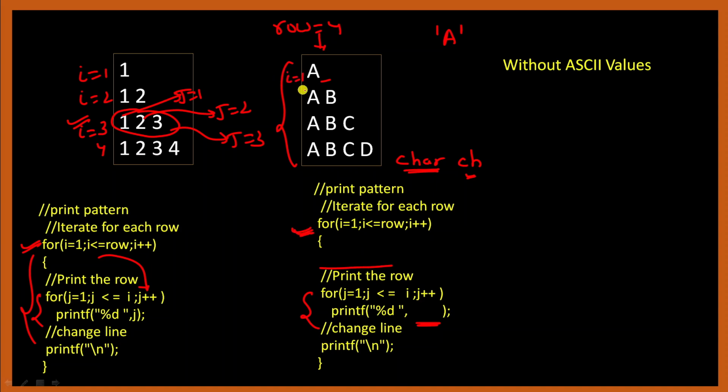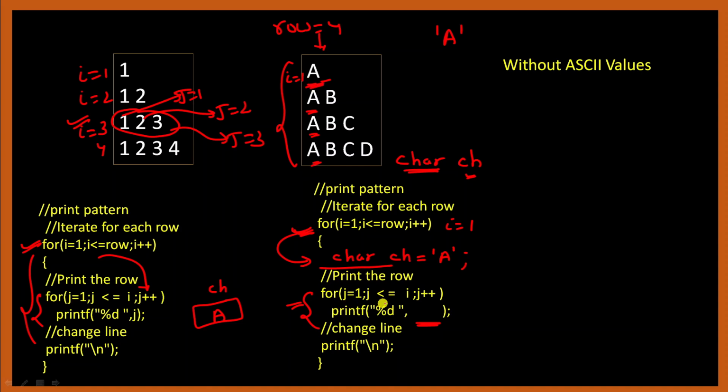For each row I will come to this inner for loop. Before this, see here, in each row the starting character is a, right? So I will come inside the for loop, let's say i equal to 1, and I will initialize a variable with the starting value, the character a. So ch is a variable having a, right? Now I will come here and print the row.